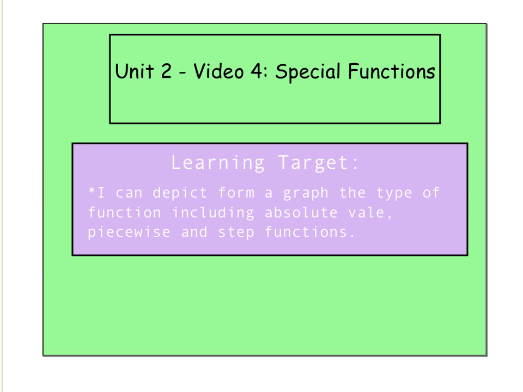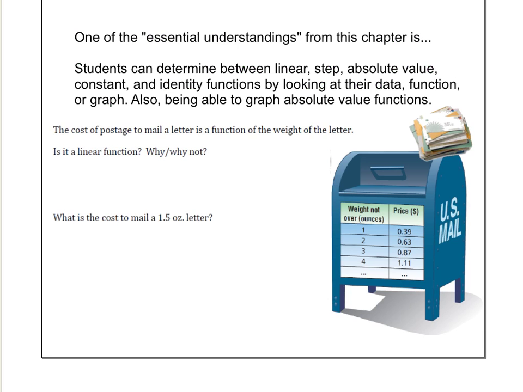Now, these are kind of unique situations. So they're not linear, they're not quadratic, they're a little bit different than things you might have seen before. So one of the big ticket items here is that you need to be able to determine what's a linear, step, absolute value, constant, or identity function by looking at the data, the graph, or the function, and be able to tell what kind of graph or what kind of function that's going to be.